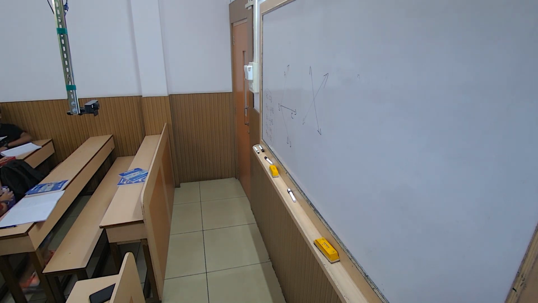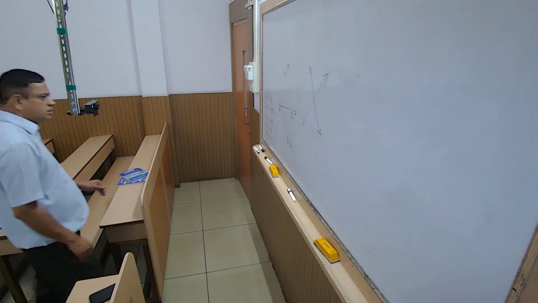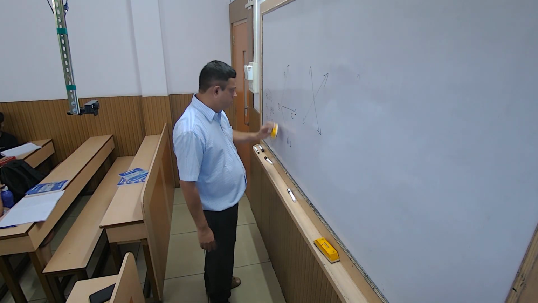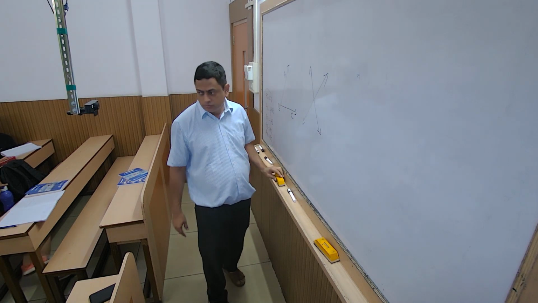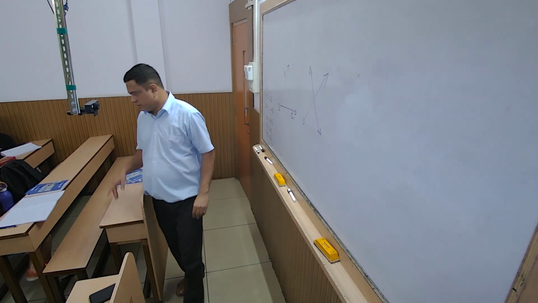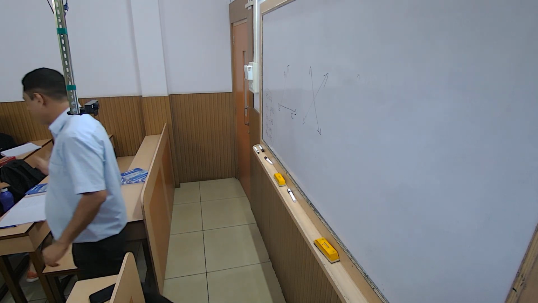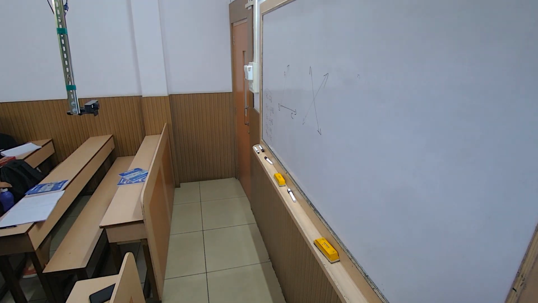Any other angle? Above 180 but less than 360 is called which angle? Reflex angle. Okay, any other angle you know? 180 degrees is a straight angle. Straight angle means 180. Complete angle means 360.